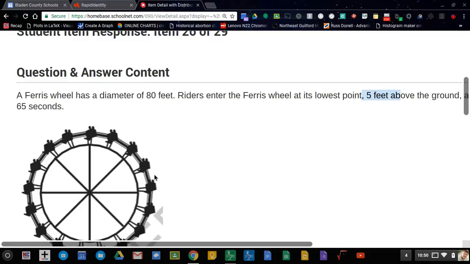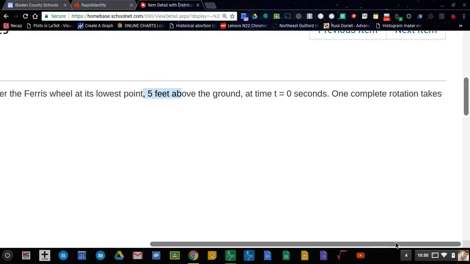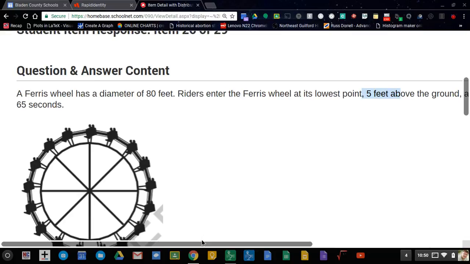Then over here, guys, at t equals 0 seconds, it says one complete rotation takes 65 seconds. What is that? What does that feed into? No, the 65 seconds is the what? The period. Because that takes one complete cycle. Low point to low point, you're going around once, that's 65 seconds. Okay?